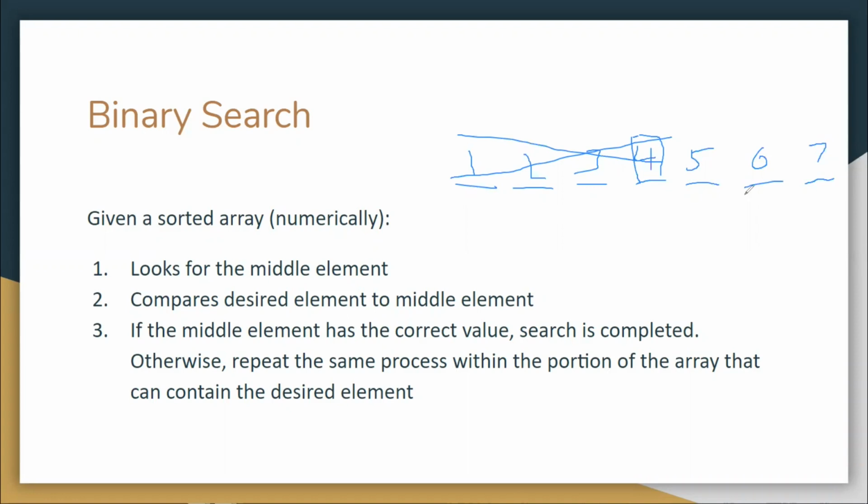The middle element of this portion of the array is 6. Is 5 equal to 6? No. 5 is less than 6. So therefore we can get rid of these two elements and we are only left with one element to search. And if we compare it to 5, we get that this is indeed equal to 5. So we have found the position of 5 using the binary search algorithm.